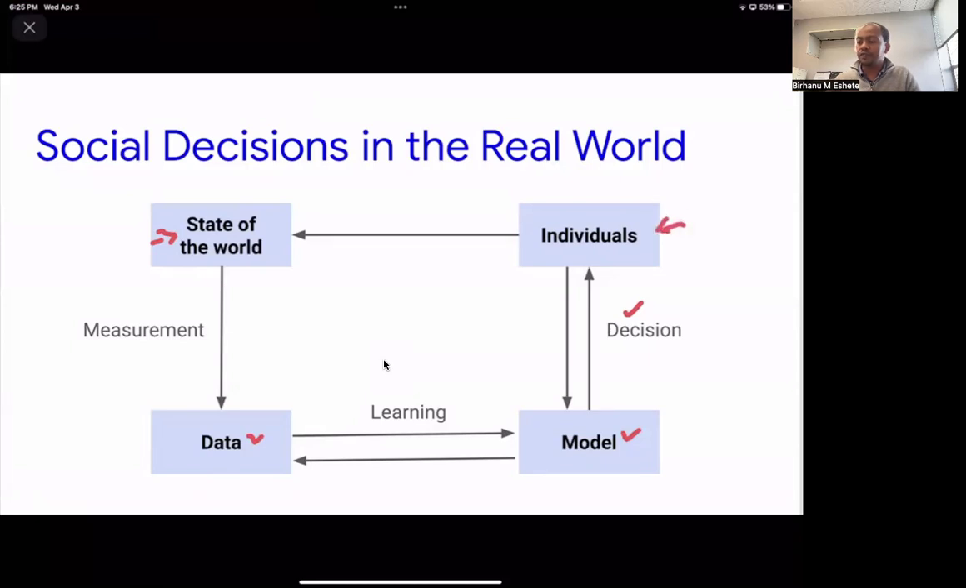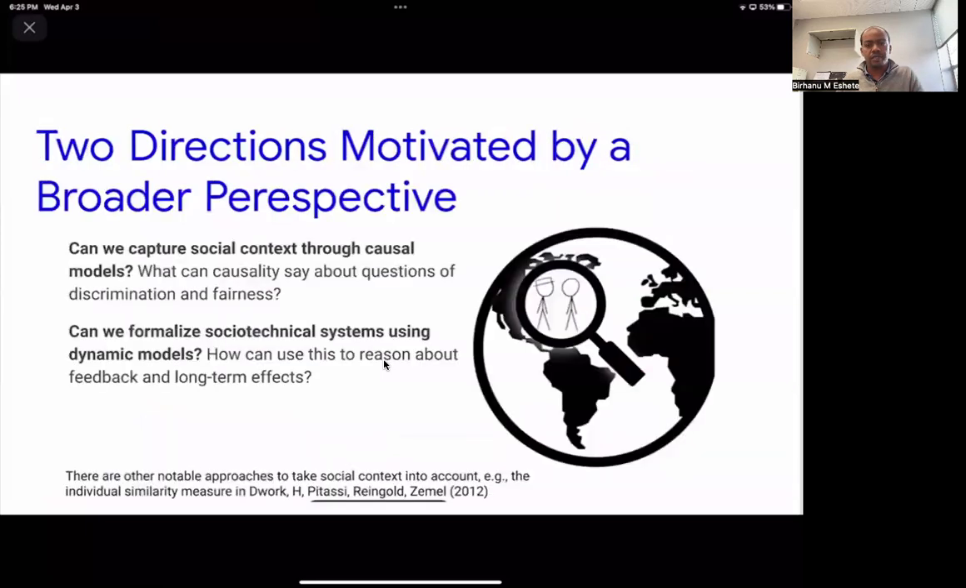And individuals come from the world, right? So there should be this end-to-end connection or interaction between the state of the world, the data, the model that we train, and also the decisions we make based on the model's output, and the impact on individuals, and the feedback mechanism should continue, right? So that's what we call social decisions in the real world. That is how we should be reasoning about fairness criteria in machine learning models.